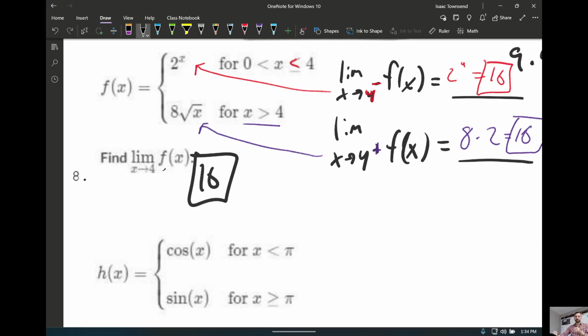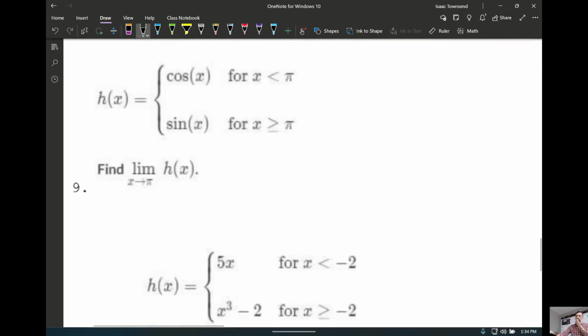Okay, so we need to do the other two of these, and then there's a couple on the next page that I'd like to do with you as well. Okay, number 9 wants to know, what's the limit of this as x approaches pi?